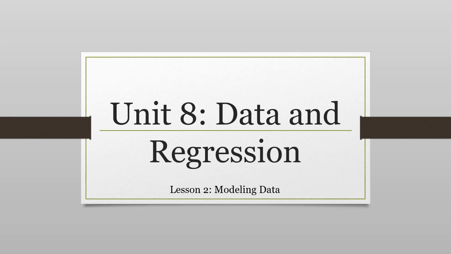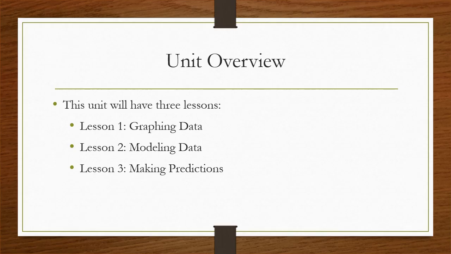This is lesson 2. We're going to be talking about modeling data in our unit on data and regression. This is the second lesson in our unit on data and regression. Last lesson we talked about graphing data. This lesson is about modeling data, finding the line of best fit. After this, we're going to talk about making predictions from the line of best fit.